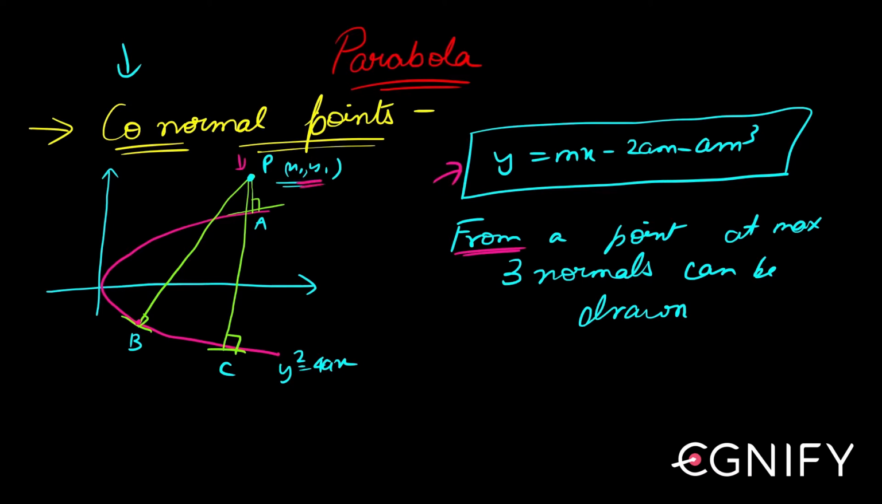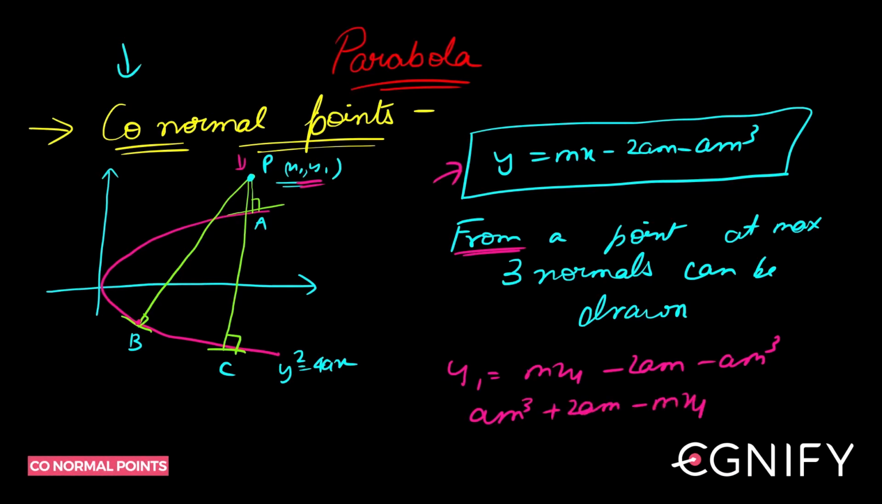So what I'll do is I'll substitute x1, y1 in this equation. y1 is equal to mx1 minus 2am minus am cube. So I'll make a cubic: am cube plus 2am minus mx1 plus y1 is equal to 0. Remember from here also there's a property which comes, that the sum of the slopes of three normals is 0, right? Because there is this m square term missing, right?